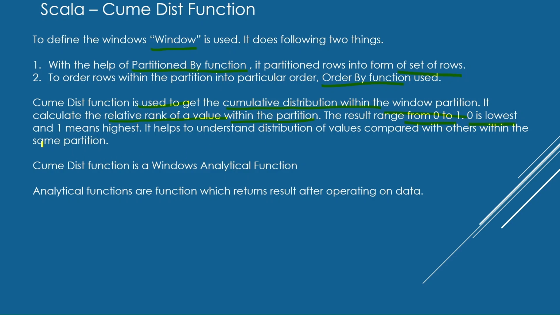0 means it has the lowest distribution among that partition, and 1 means highest, meaning the occurrence of that value is more in that partition. So it is used to understand the distribution of a value within a partition, or we can say within the same partition. Cumulative distribution is a window analytic function, and whenever we use a window analytic function, it returns some result after operating on data.